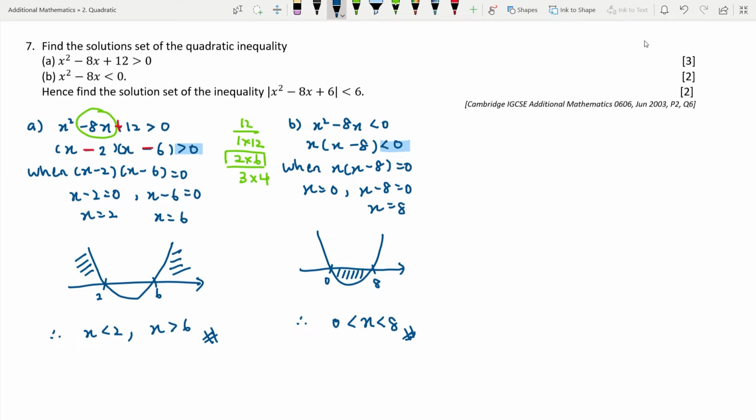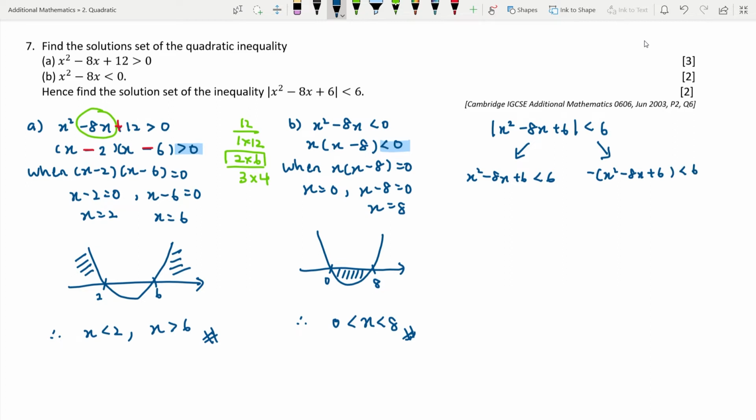Hence, find the solution set of the inequality modulus x squared minus 8x plus 6 is less than 6. We have the inequality modulus x squared minus 8x plus 6 is less than 6. Recall what we have learned in modulus quadratic inequality. For modulus quadratic inequality, we will have two cases. The first one, x squared minus 8x plus 6 is less than 6. And the second one, negative bracket x squared minus 8x plus 6 is less than 6.